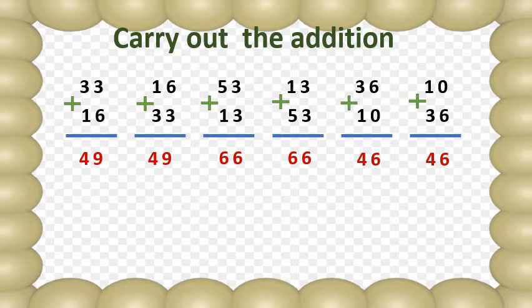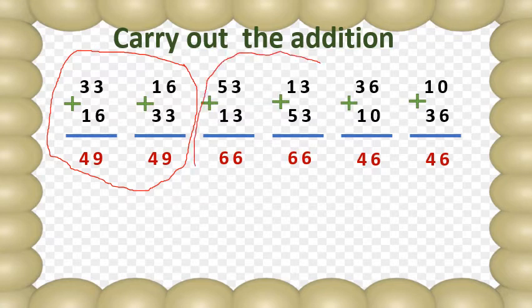See that in the first two sums, the order is changed. See these two sums, that order is changed. First is 33 plus 16, here 16 plus 33. Here also we change the order. Got this? Here also we change the order.